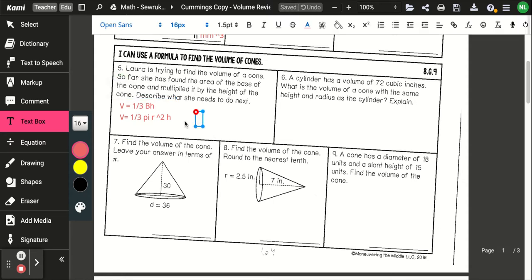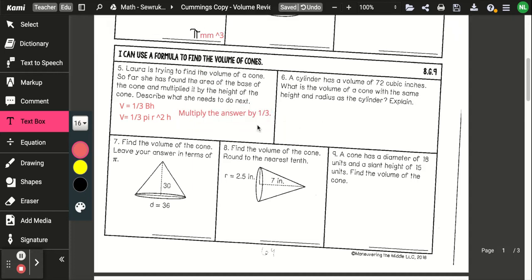Laura's trying to find the volume of a cone. So far, she has found the area. So she's found pi r squared and she's found the height. Now she needs to multiply the answer by 1/3. That's the only thing she didn't do. So that's what she needs to do. That's the answer. Make sure you write it down.